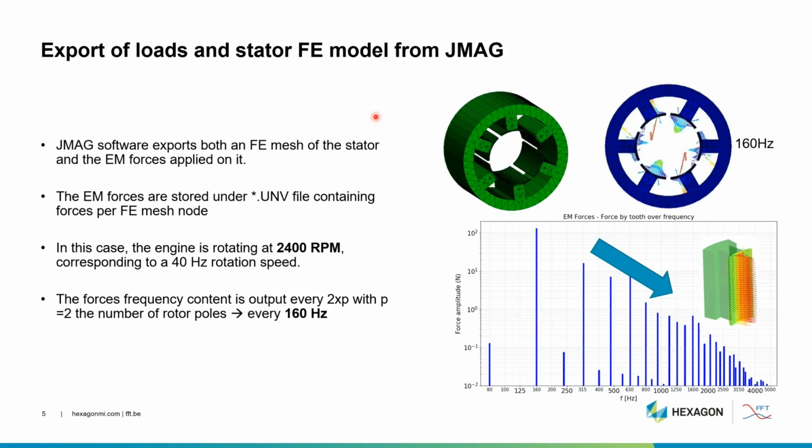It is interesting to look at the frequency content of those forces, which is characterized by the number of rotor poles. In our case, we have 2 rotor poles, which means that the main frequency content of the forces occurs every 160 Hertz. What we see here on the right-hand side of the slide is the frequency content of the electromagnetic forces with, as I mentioned, main peaks occurring every 160 Hertz. And as we could expect, the amplitude and the intensity of those forces decrease as a function of the frequency.